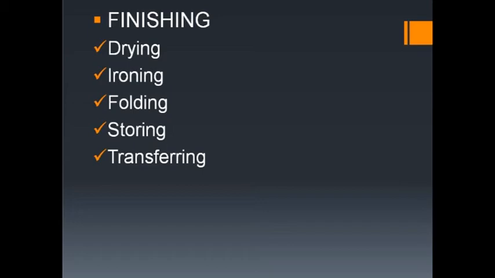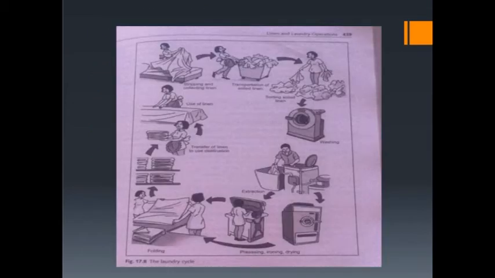Then that particular clothes are being properly folded, stored in proper damp-less areas, and then transferred to various rooms or to the various departments, whatever it may be. Over here you can see by means of an image that the lady is first stripping this particular cloth, then the transportation of the soiled linen is being done.